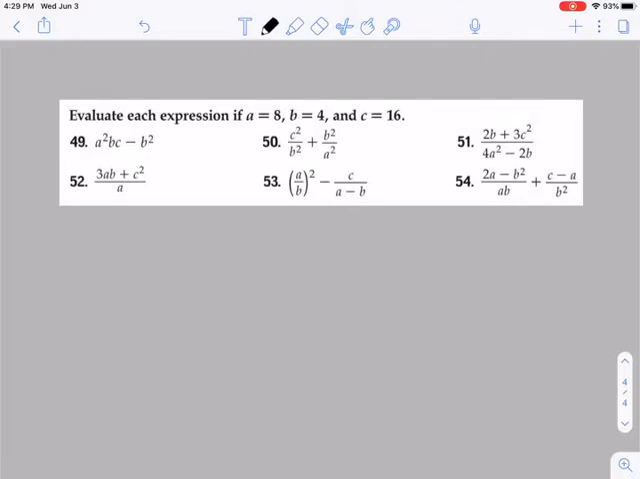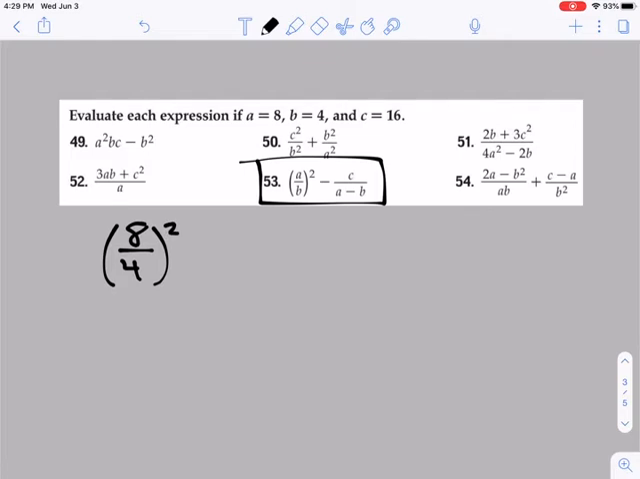All right, let's look at a couple other problems here. Let's pick one that's possibly a little ugly. So let's do 53. We have a over b, and that whole quantity squared. Well, a is 8, b is 4, that whole quantity squared minus, and then we have c is 16, and then we have a minus b, which is 8 minus 4. And if we have time, we'll do another one.